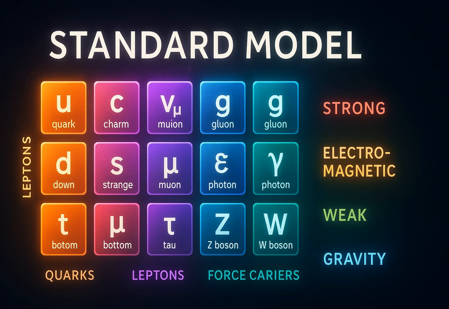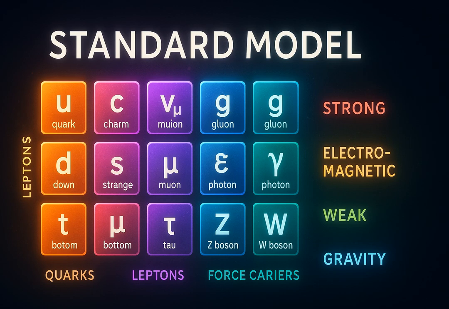What about the weak force? For the weak force, we have the W and Z bosons. These mediate the weak interactions. And the weak force is responsible for? Things like radioactive decay, beta decay specifically, where a neutron turns into a proton. It's crucial for processes where particles actually change their identity, their flavor, like a down quark changing into an up quark.